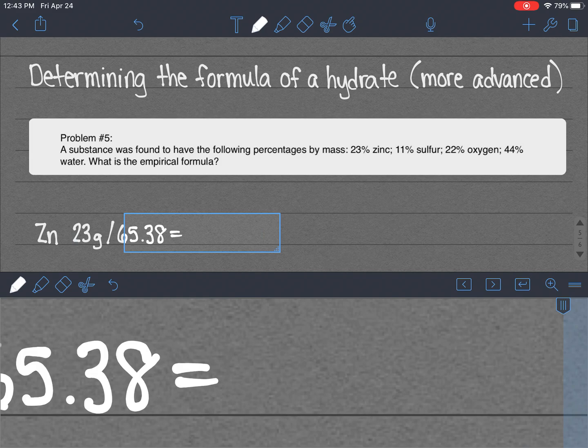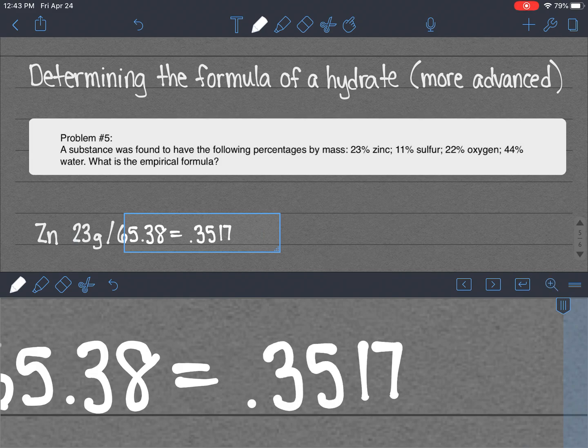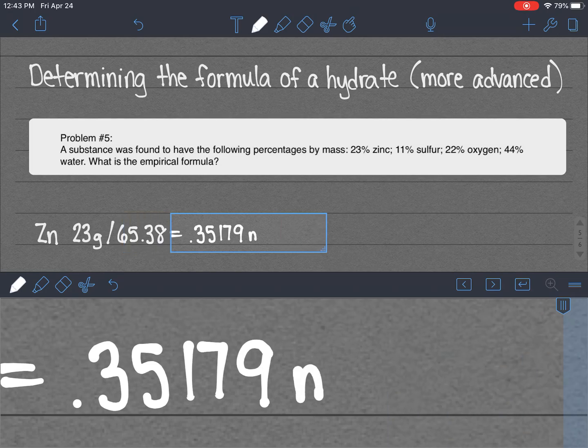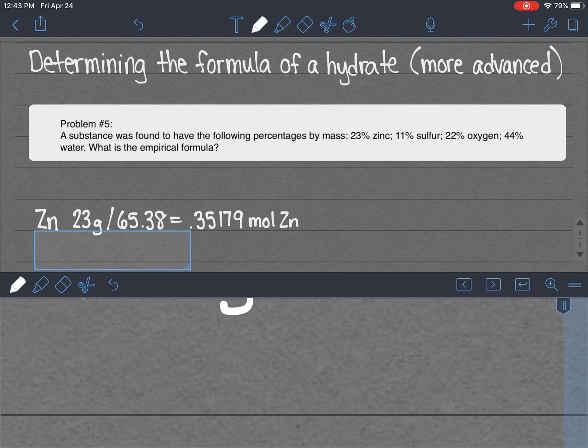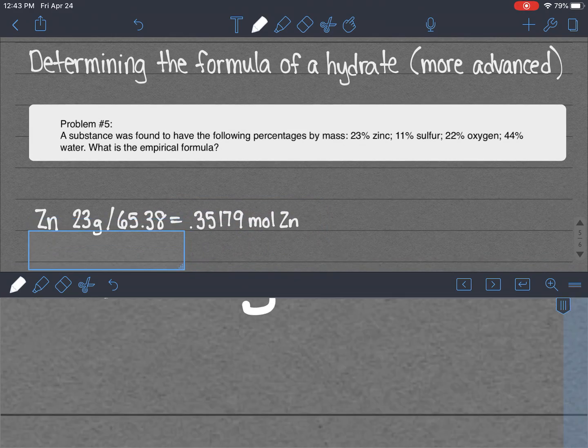And that gives me 0.35179, it kept on going, so I'm going to round it there. Again, that's moles of zinc. Important to know so I don't make a mistake or forget to divide, or I round too soon, and all those fun things that you might have encountered with empirical formulas.